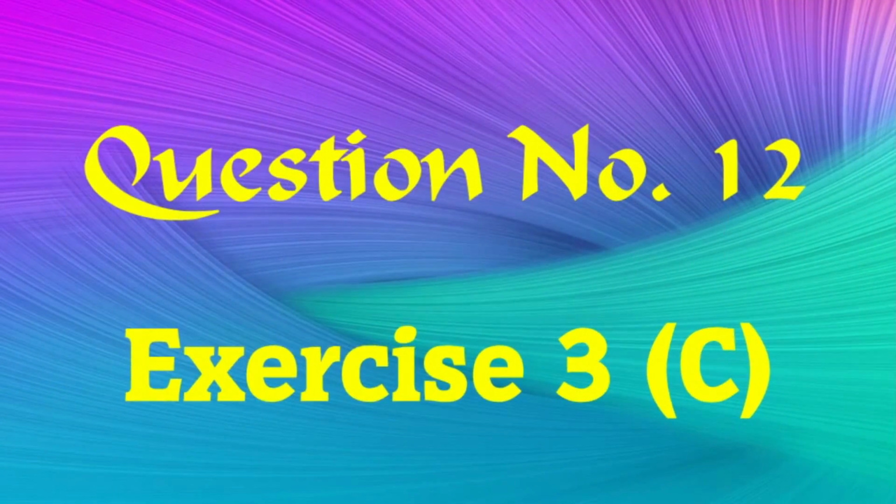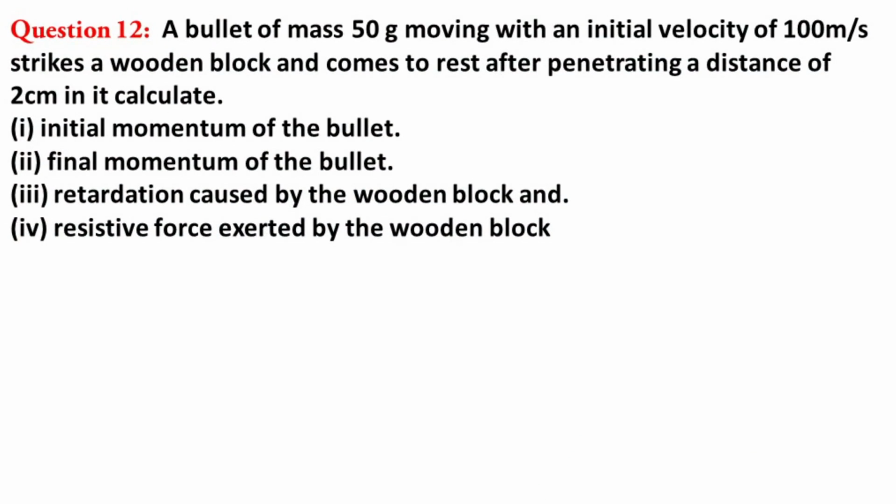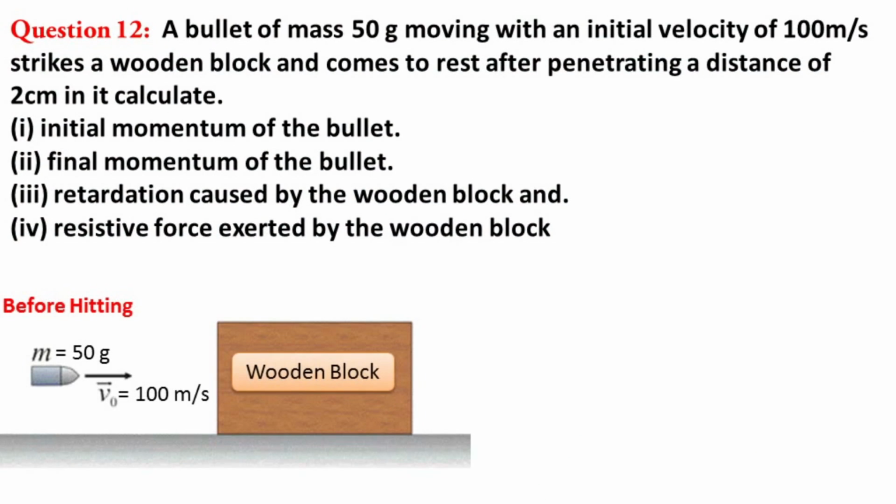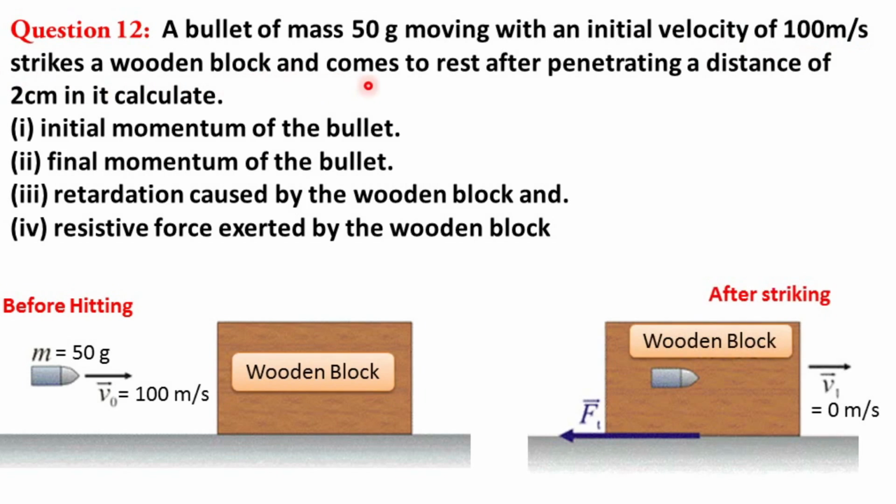Now question number 12. A bullet of mass 50 gram moving with an initial velocity of 100 meter per second strikes a wooden block and comes to rest after penetrating a distance of 2 centimeter in it. Calculate first, the initial momentum of the bullet, second, the final momentum of the bullet, third, the retardation caused by the wooden block, and fourth, the resistive force exerted by the wooden block.